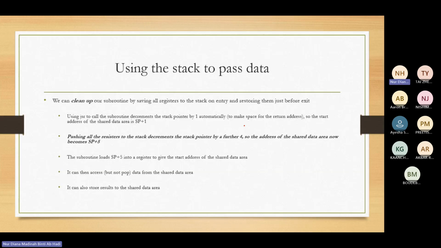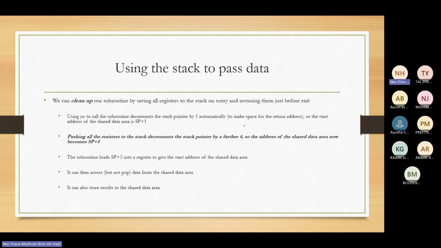And then we can clean up our subroutine by saving all the registers to the stack on entry and restoring them just before exit. Using JSR to call the subroutine decrements the stack pointer by 1. So the start address of your shared data area is SP plus 1. Pushing all the registers to the stack decrements the stack pointer by a further 4. So the address of the shared data area now will become SP plus 5.